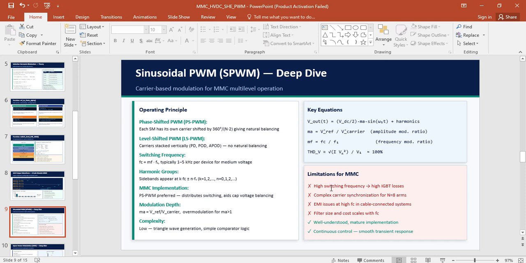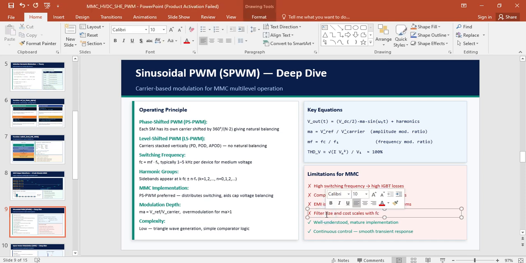So these are the limitations, such as high switching frequency. As I told you, SPWM is not used due to the high switching frequency. High switching frequency means high losses, and complex carrier synchronization for 8 submodules. Electromagnetic interference issues at high frequency. This is one of the issues. And filter size and cost increase.